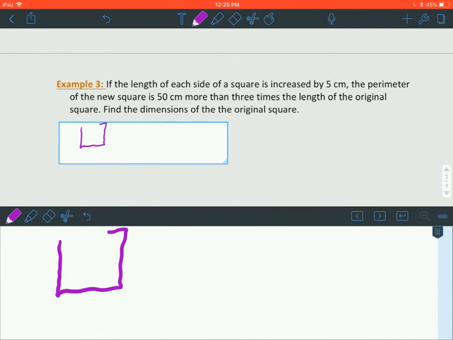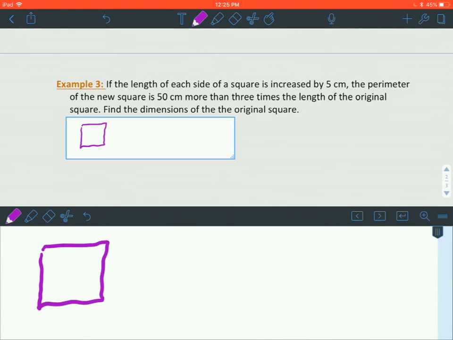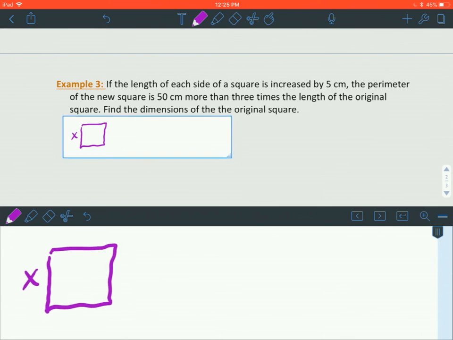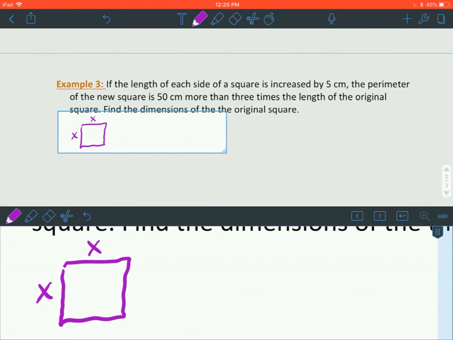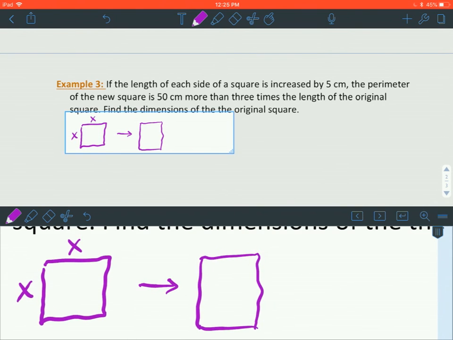Here's a square. It's not a very good square, but let's say it is a square. We're taking this square. I'm going to label its sides as just x and x. And we're increasing the length of each side by 5 centimeters. So my new square still doesn't look like a square, but it's going to be a little bit bigger. If I increase each side by 5 centimeters, and it was x centimeters to start with, I'm adding 5 to the length of each side. So there's my kind of setup for what's going on here.